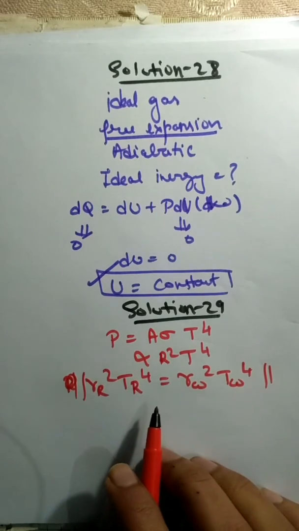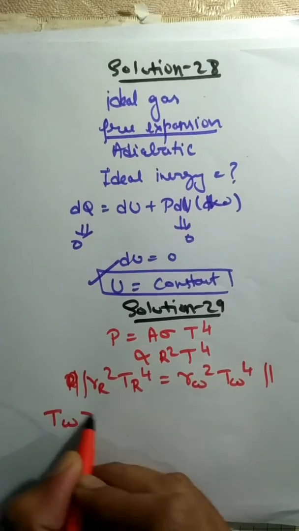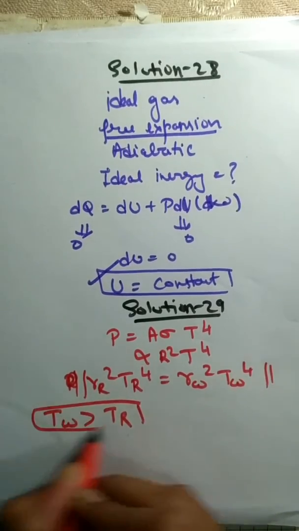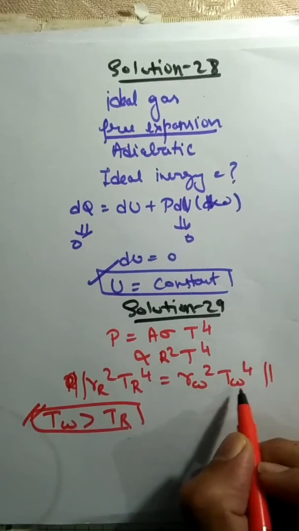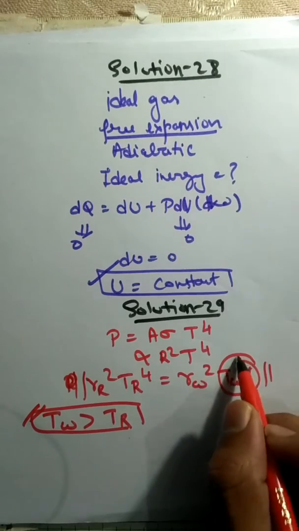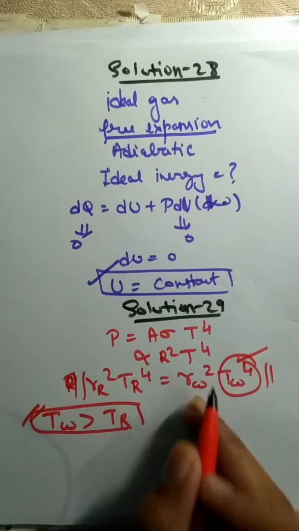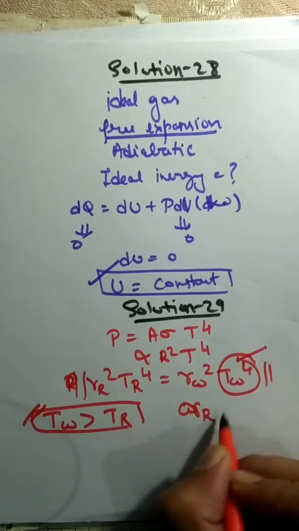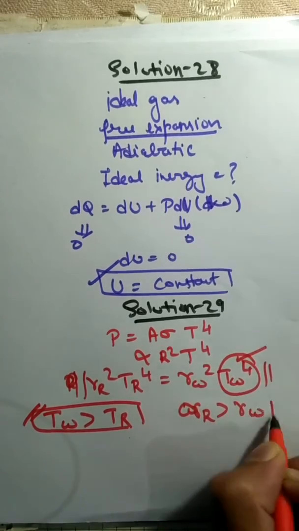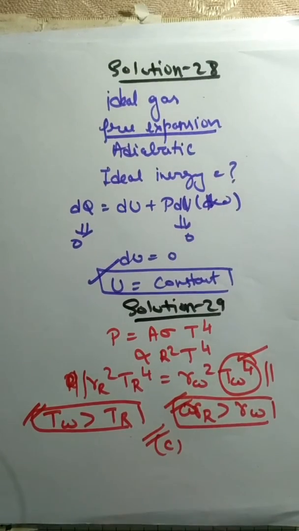Since we have seen from the previous argument that the temperature of the white star should be greater than the temperature of the red star, for this equation to hold true, the radius of the red star will be greater than the radius of the white star. So by that argument, only option C will be the correct option.